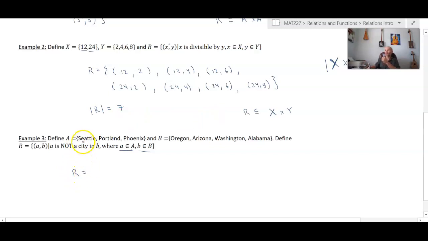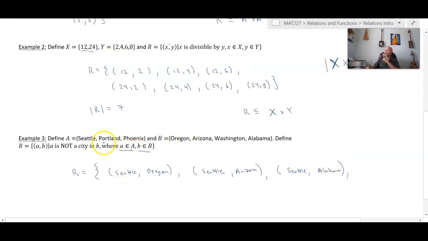So it might be natural to say Seattle, Washington, Portland, Oregon, Phoenix, Arizona, but we want R to, for whatever reason, contain the pairing of a city with a state that it is not in. So Seattle is not in Oregon, so that will be a member of this relation. Seattle is not in Arizona. Seattle is in Washington, so I don't want to include it, and Seattle is not in Alabama.